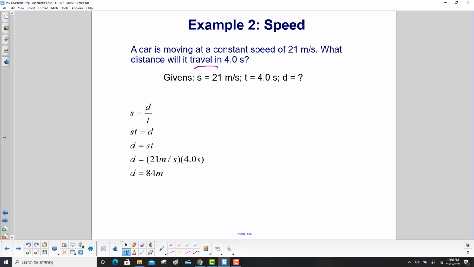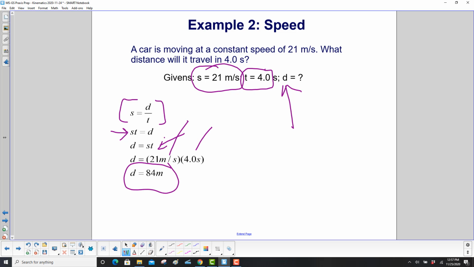So here we go. We list what we're given. Speed is 21 meters per second. Time is 4.0 seconds. We want to find the distance. We start with our equation, s is equal to d over t, and we try to solve for the variable first by algebraically isolating it. So we multiply both sides by t, we get this. Then we switch the equation around, totally legal, right? If st equals d, then d equals st. Substitute in our values for speed and time, and we get 84 meters.